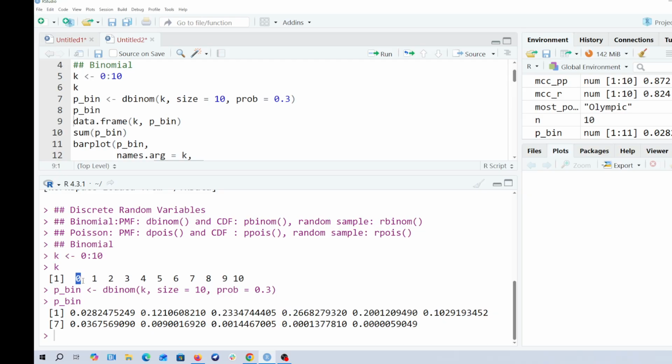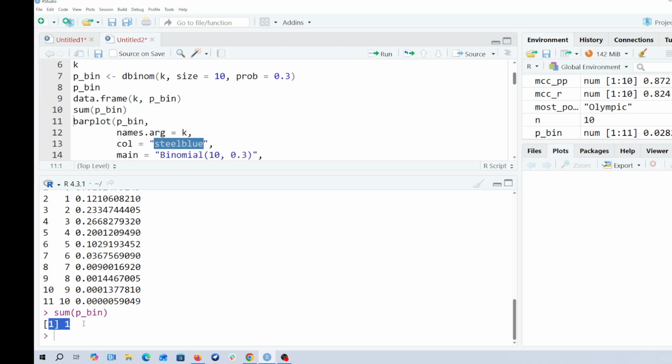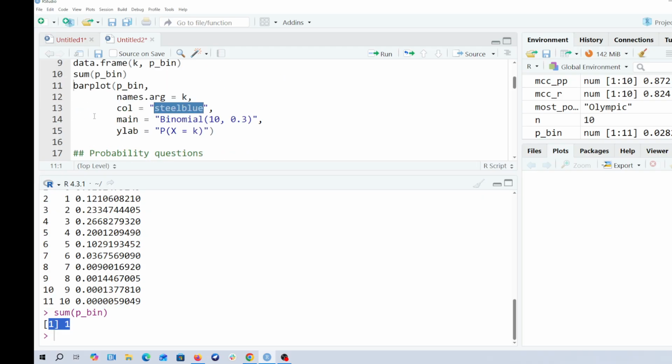A binomial probability you can calculate using the formula. If you go through the notes, you see the formula, which is in terms of combinations. So for x equals 0, this is the probability you're going to have, and so on. We can put this in a data frame just to see how it looks. For k equals 0 this will be the probability. We also know that the sum of the probability mass function for any discrete random variable will always be equal to 1.